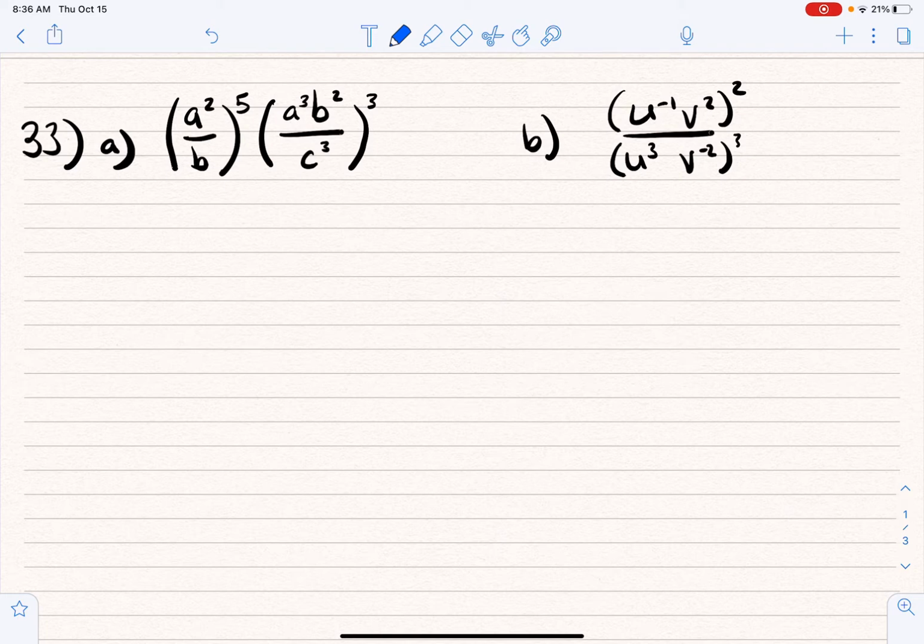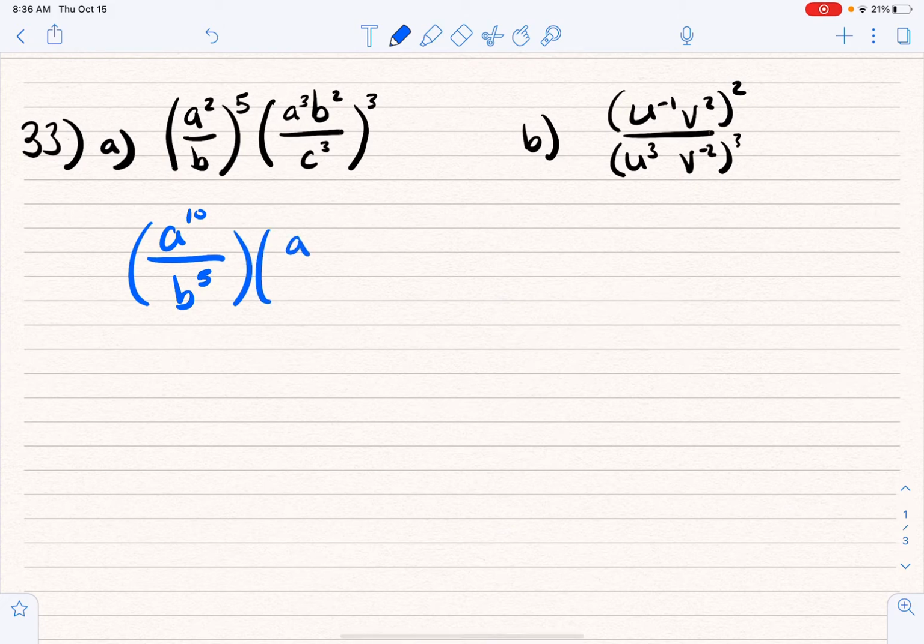All right, so this first problem, 33a, we see that we're raising a quotient to a power. And when you raise a quotient to a power, in essence, you distribute that exponent. So a squared raised to the fifth power will be a to the 10th, and this will just be b to the fifth power. The second part, we've got to raise each one of those to the third power, so it'll be now a to the 9th, b to the 6th, over c to the 9th.